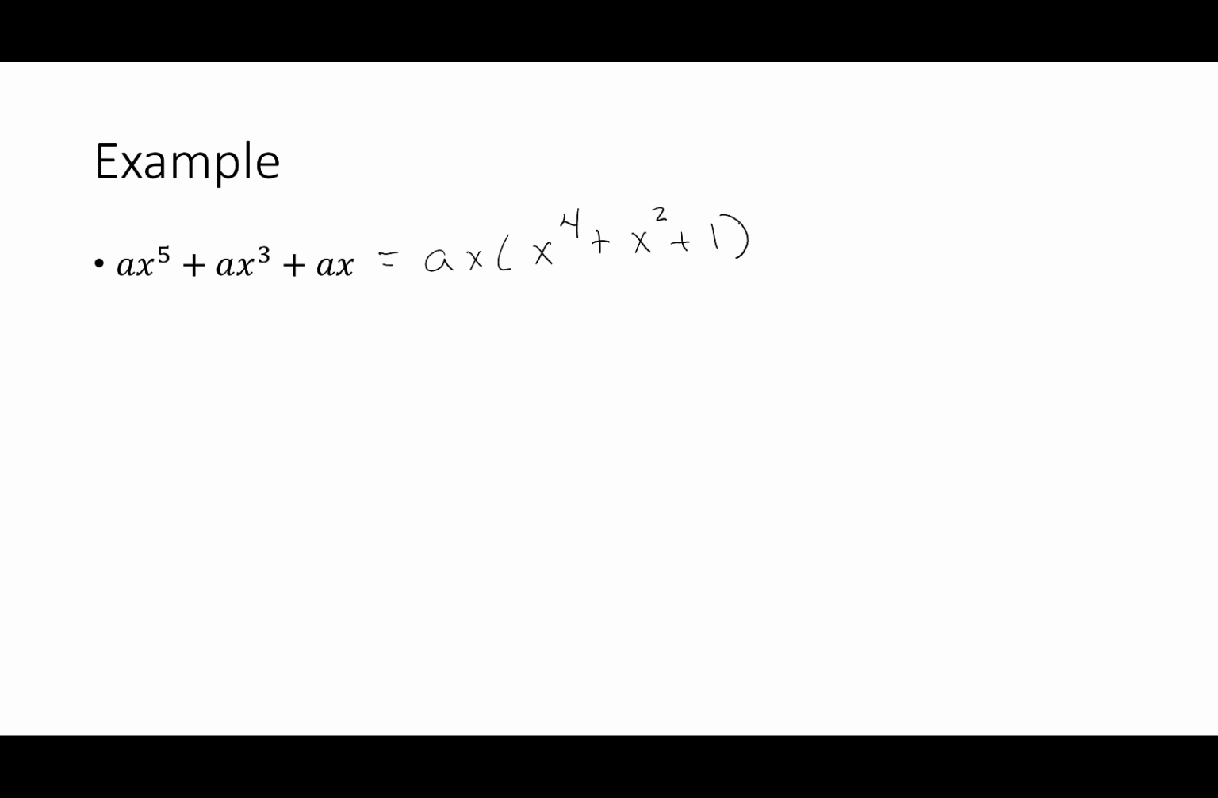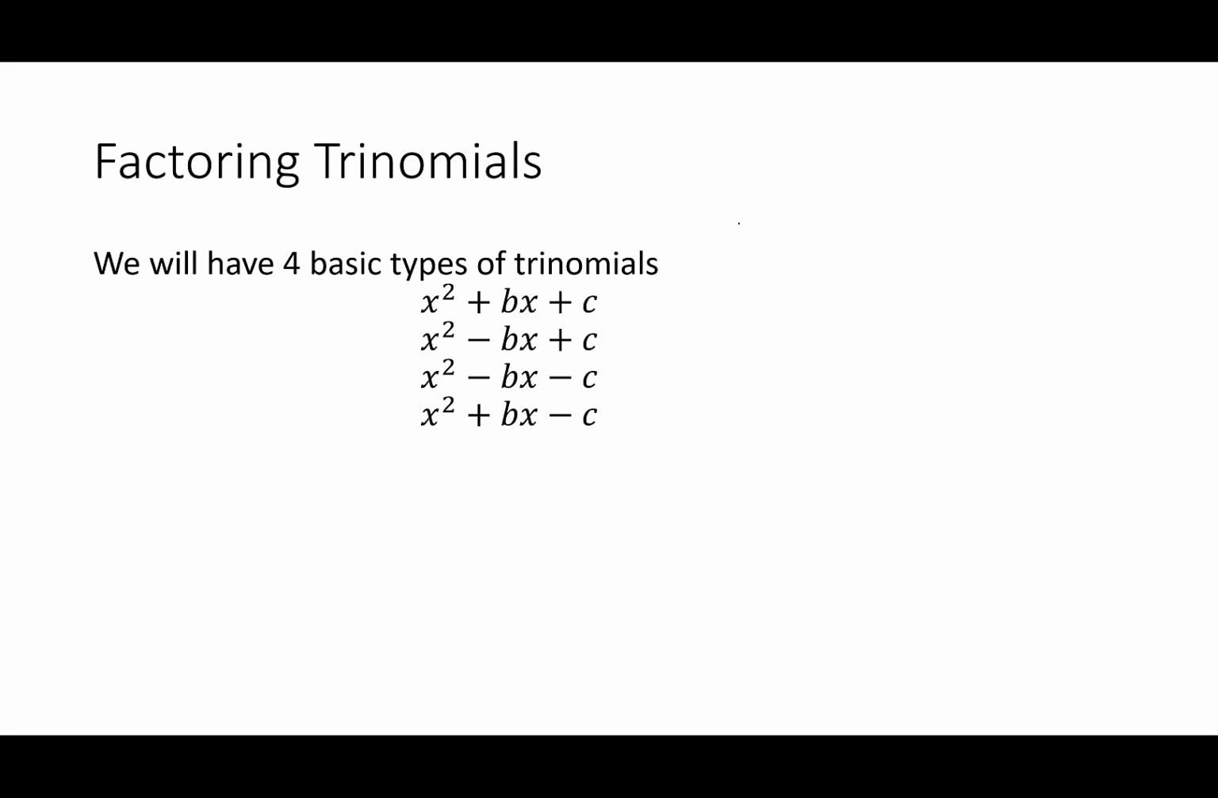Hopefully, as you were looking at that, it reminded you of something called factoring trinomials, and there are 4 basic types of trinomials for us to look at. I have x squared plus bx plus c, x squared minus bx plus c, x squared minus bx minus c, and x squared plus bx minus c. Hopefully you see what changes in each of these is the sign in front of the b and the sign in front of the c. So let's look at them one at a time.